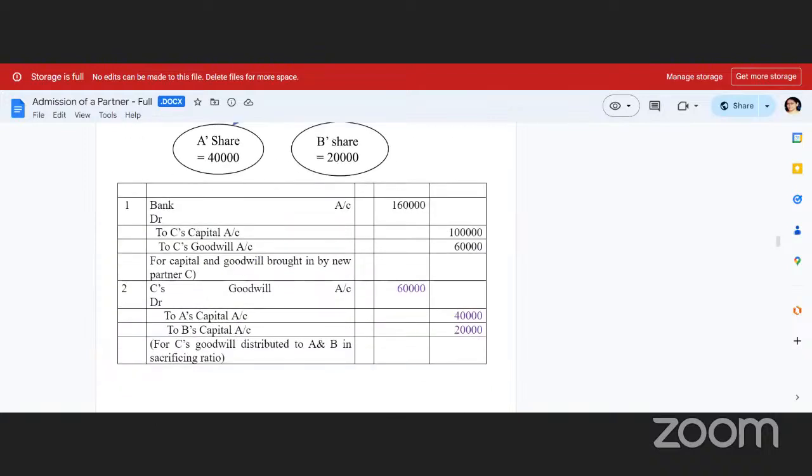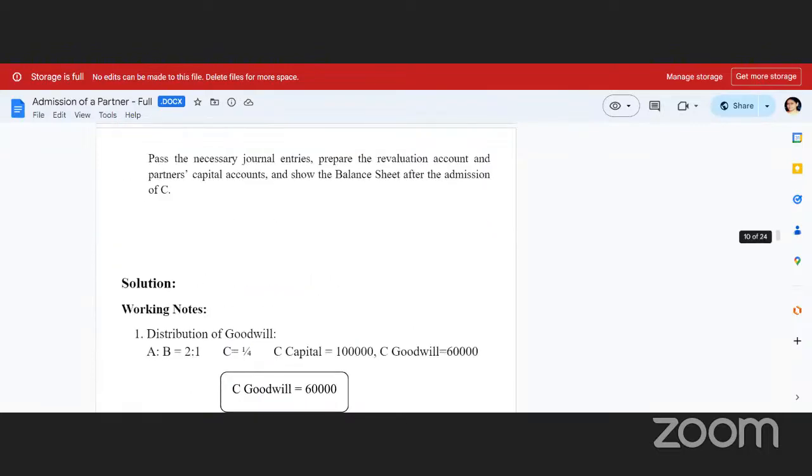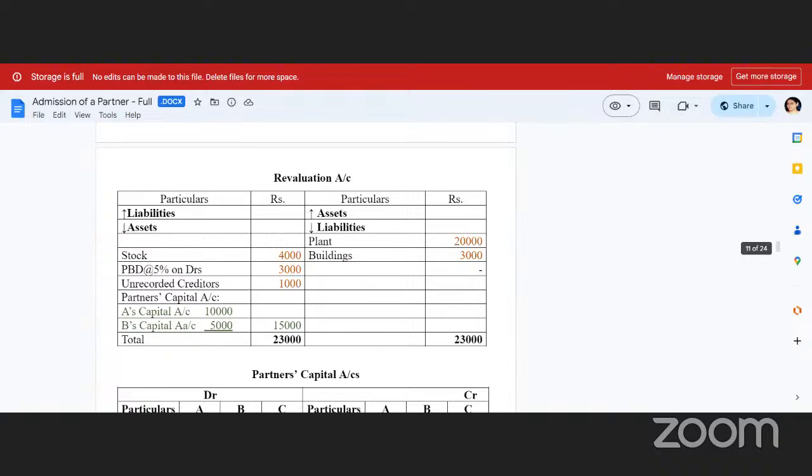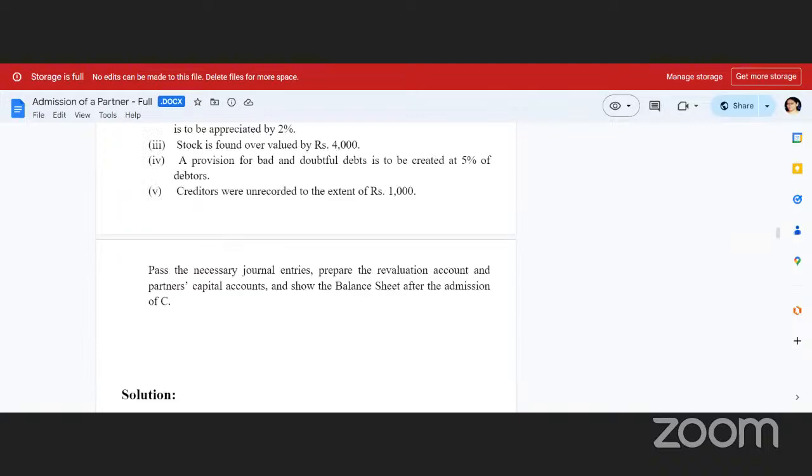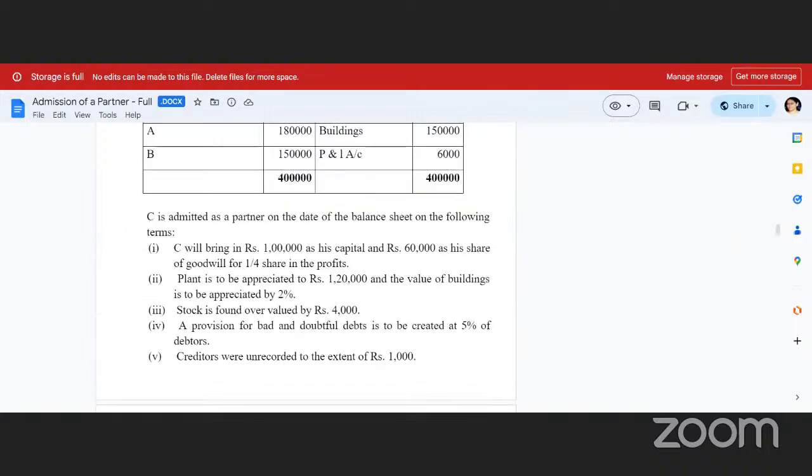Don't worry. Yeah, these are the journal entries. Generally, only journal entries may be asked for a short answer, but in a long answer, journal entries won't be asked; you directly prepare the revaluation account and partners' capital account. So let us see. Have any of you written these adjustments in your notebook? See, what about the plant? Is the plant increased or decreased? Increased. How much?